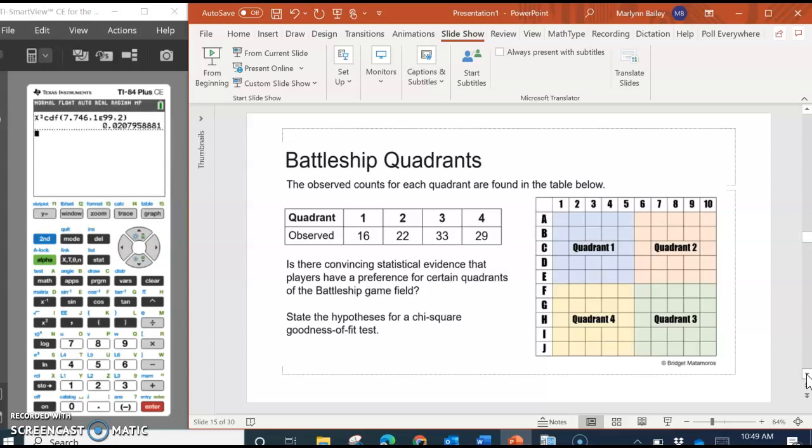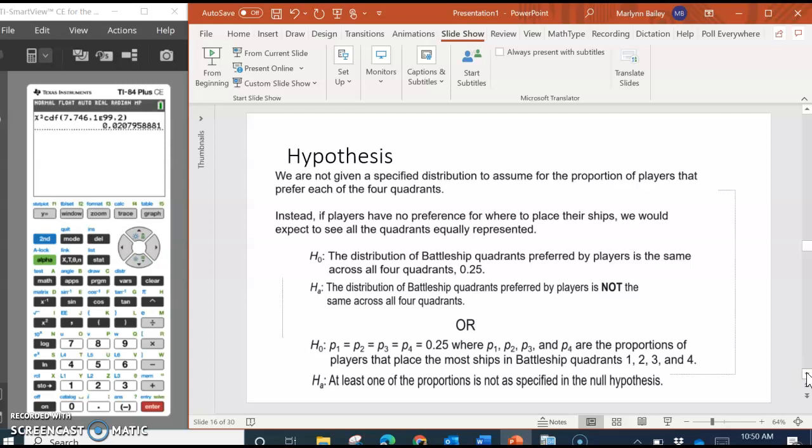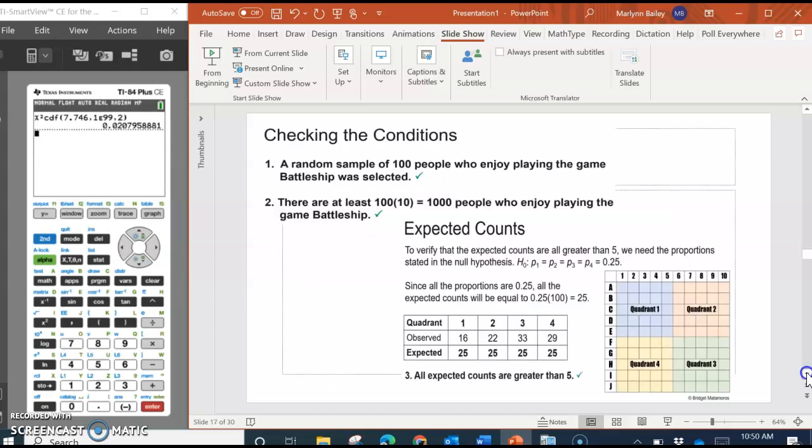If you paused and I unpaused, there's a tip. Because you're probably wondering, well, what percent would I expect? Well, there are 4 quadrants. The expected proportions are that each proportion is equal to 0.25, since there are 4 quadrants equally spaced. And I'm just going to click through the answers here.